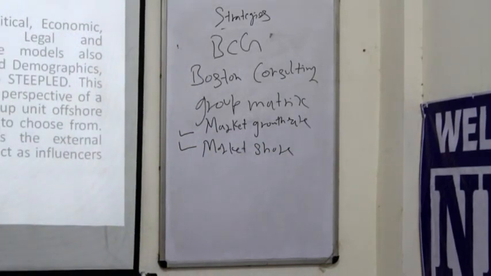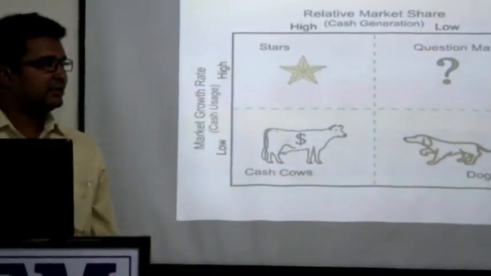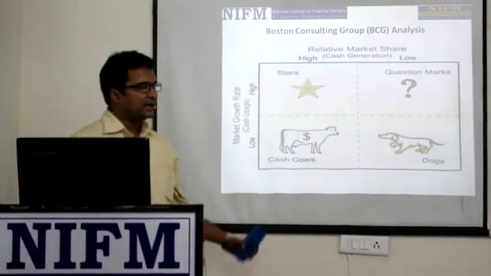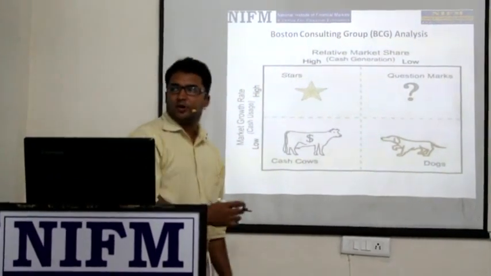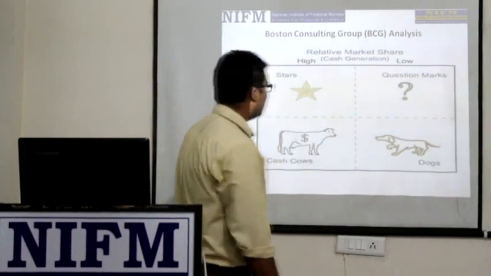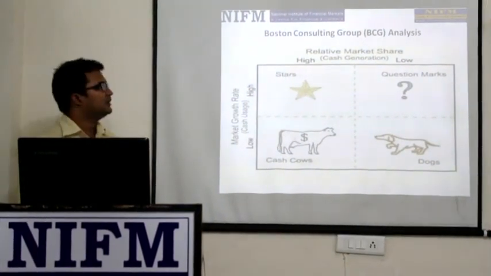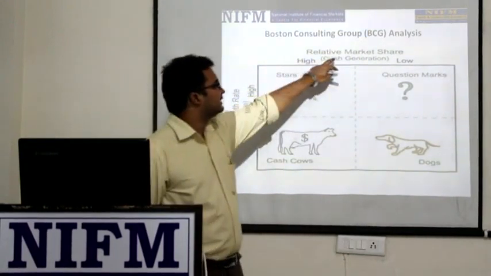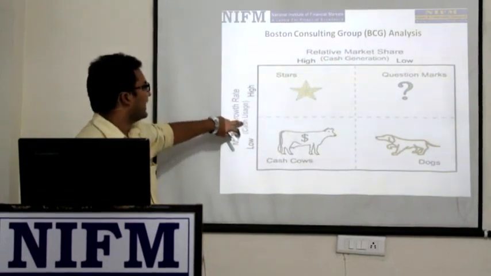So market growth rate and market share are taken on the X and the Y axis, and relatively we talk about the companies falling into stars, question mark, cash cows and dogs. So when we talk about dogs, we talk about low market share and high market growth rate. So when we talk about the BCG analysis, we talk about the relative market share, cash generation worth and the market growth rate, that is cash usage.